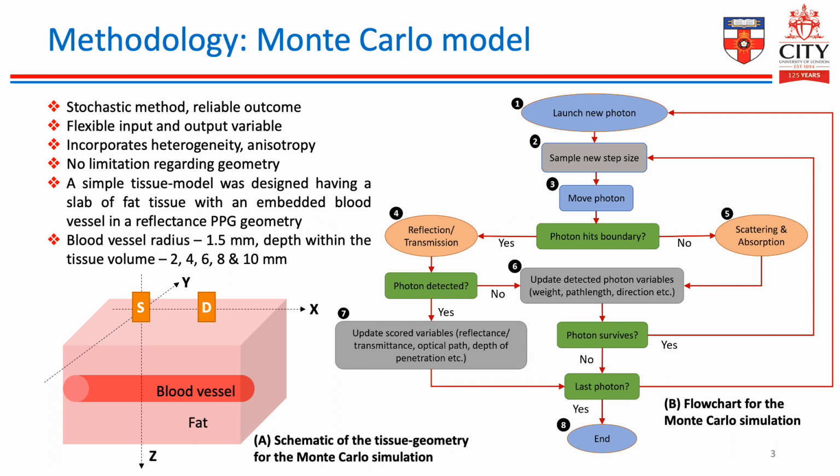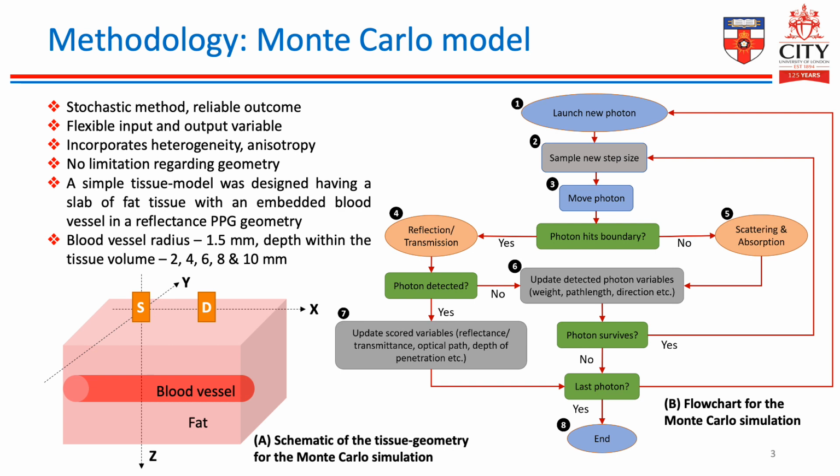Now, after each step size, it is checked if the photon has hit the boundary. In this model, we have a semi-infinite model, so we don't have a restriction in the bottom tissue layer. Each time we check if the photon has transmitted to the upper surface of the tissue volume. If the photon is transmitted, then it is checked if the photon is detected. That is, if it falls within the detection criteria, in this case, if it has come within the area of the detector. Then the photon variables such as reflectance, transmittance, optical path, depth of penetration, etc.